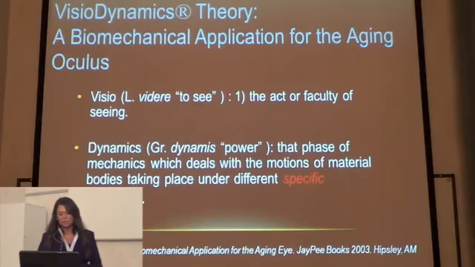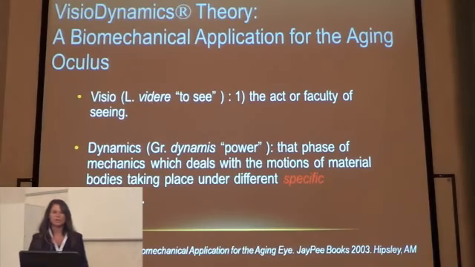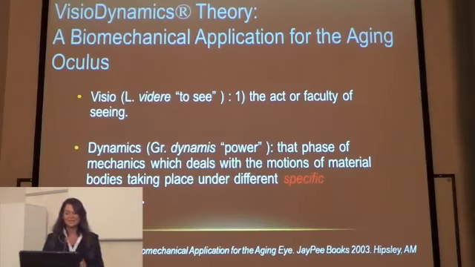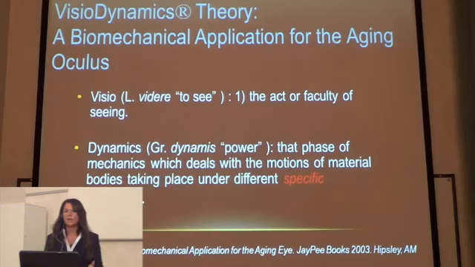So the visiodynamic theory was published in 2003, and it is a biomechanical application for the aging oculus. There's some terminology used in biomechanics that's not really common, so I'm going to take a little time to go through those. What is visiodynamics? The goal was to understand the acting faculty of seeing, visio, and the phase of mechanics, which deals with motions of materials and bodies taking place under specific conditions. And as we know, aging is a specific condition.